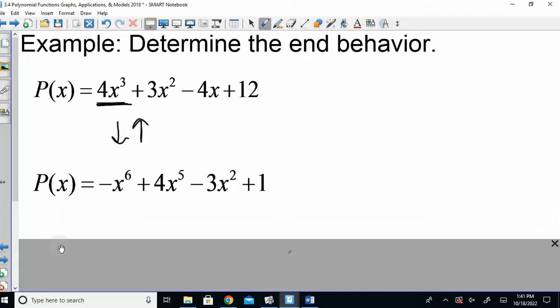What's my leading term? Okay. So at first look, that's an even power. So that tells me it's like a quadratic. What's the negative do? Flips it. So both ends are pointing down.